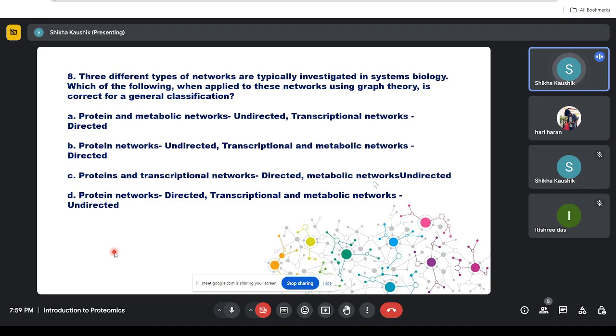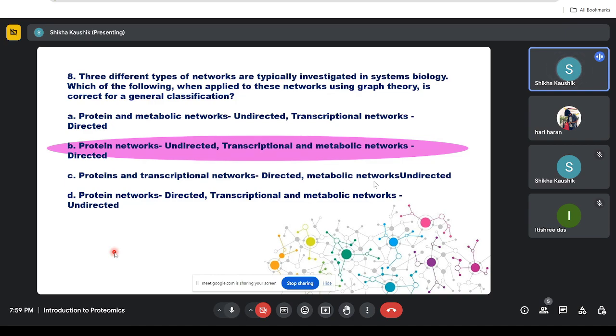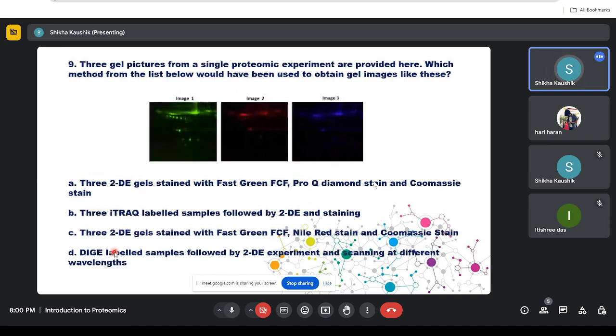While your transcription, as you mentioned glycolysis, is a directed one. Transcriptional is also a directed one. The protein networks are generally undirected. There might be interaction between two unrelated proteins, unrelated as in not in the network and not in signaling, but they are interacting in a different process. So proteins are undirected, transcriptional and metabolic networks are directed.